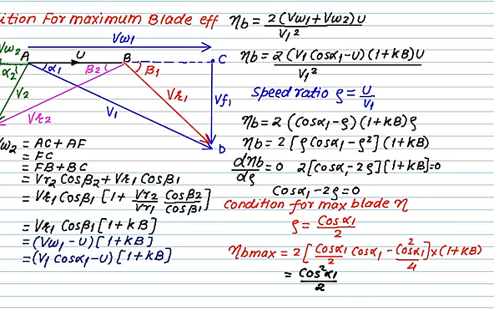Now if we assume the ideal condition, that there are no frictional losses, then VR2 by VR1 equals 1. So what is the value of k? It equals 1. And if we assume the blades are symmetrical, then cos beta 2 is the same as cos beta 1, so that is also equal to 1. This 1 plus 1 will be equal to 2. So the maximum blade efficiency is simply cos square alpha 1.